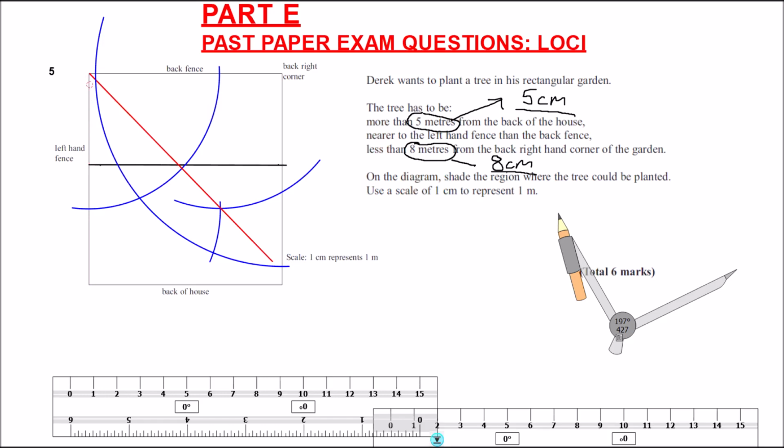However, the final piece of the puzzle, it needs to be within 8 meters from the back right-hand corner of the garden. So of this triangular section, it's got to be on the inner side of this big sweeping blue curve. And so putting all those different pieces of information together, the region we need to shade in is this bit here. I'm just going to show you in red.